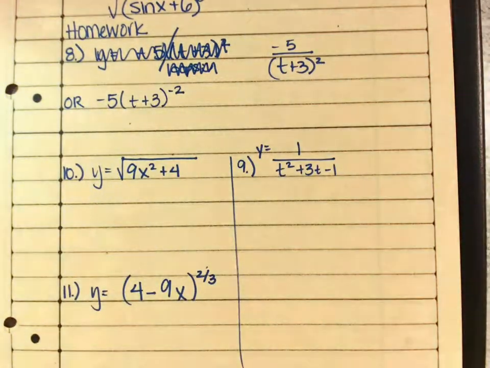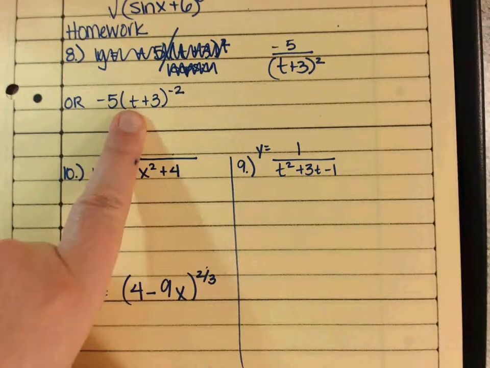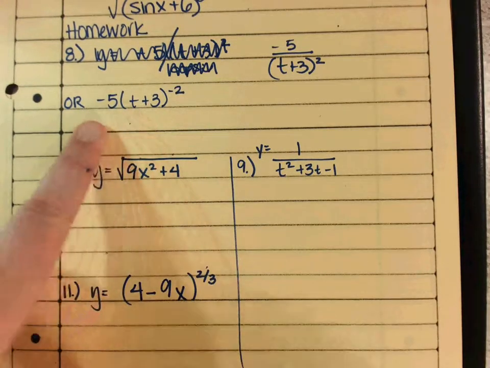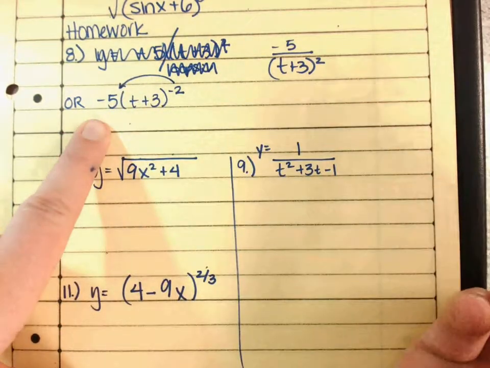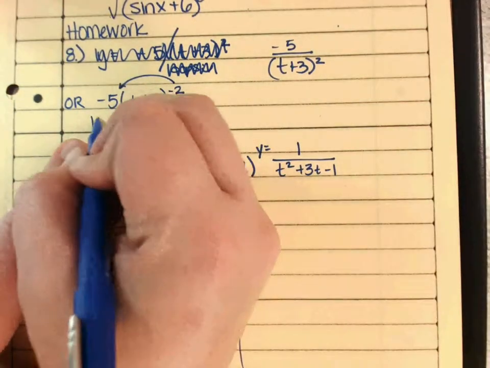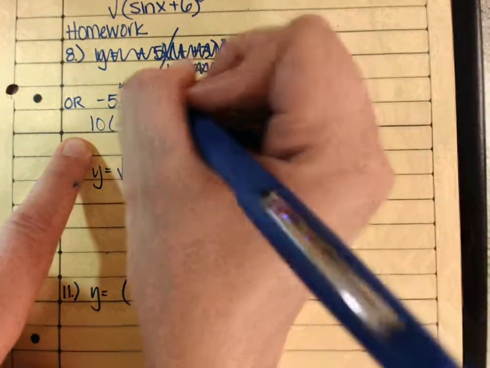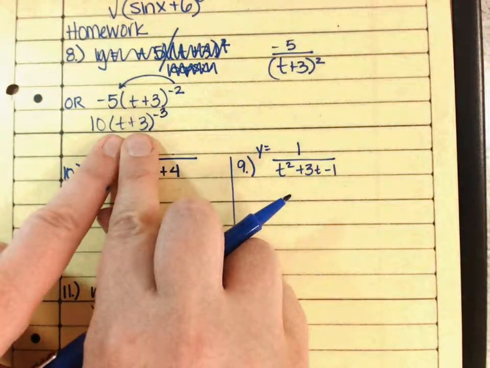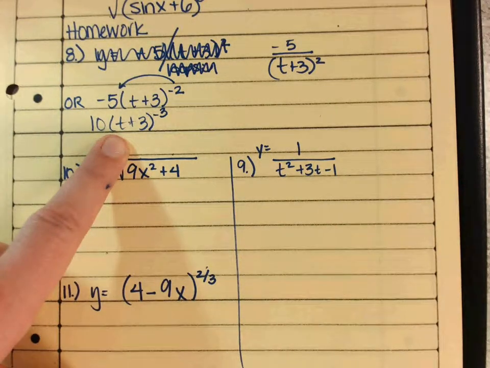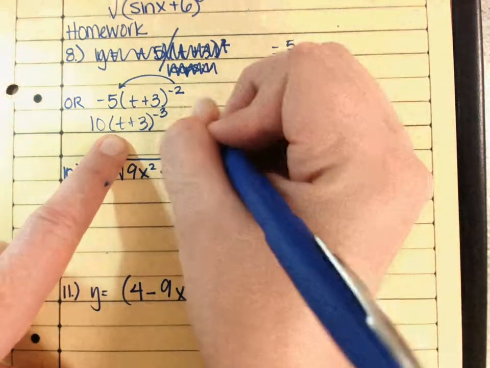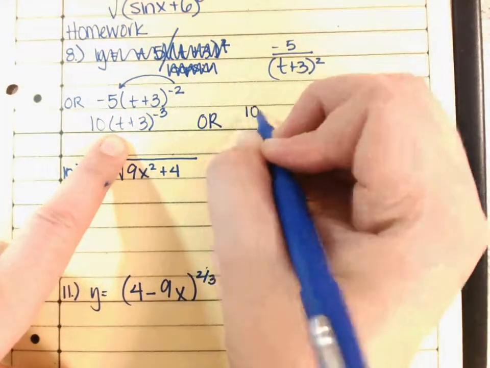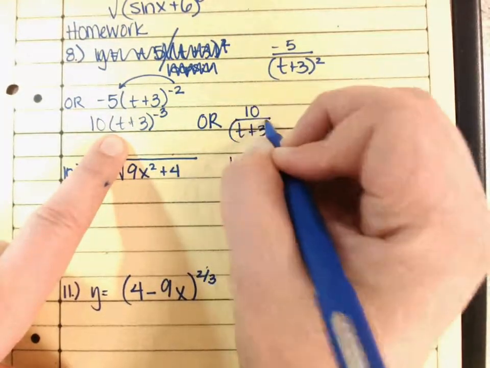Okay, let's check number 8. It's rewritten for you here: negative 5 times t plus 3 to the negative 2. What is negative 2 times negative 5? Okay, 10. What is the new power if I minus 1 from negative 2? Okay, but then what's the derivative of the middle? 1. Because think about it, that's a t, that's like an x. What's the derivative of 1x? 1. So the derivative of 1t is 1. Okay, how would I rewrite it? 10 over t plus 3 cubed.